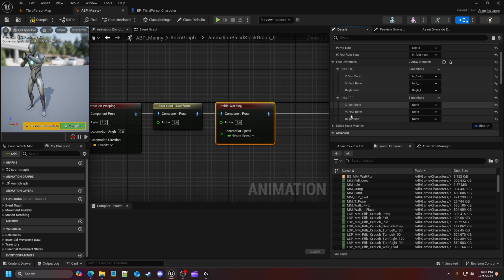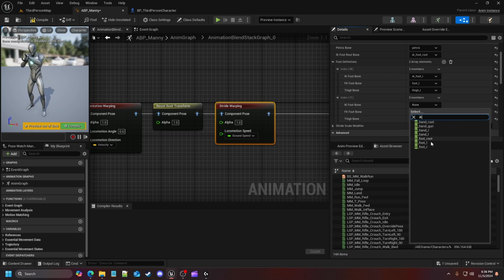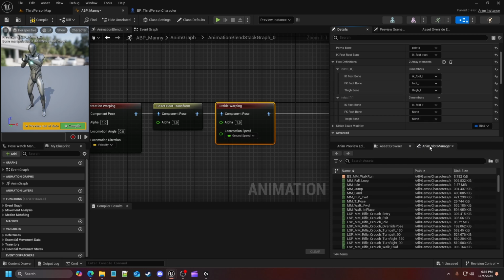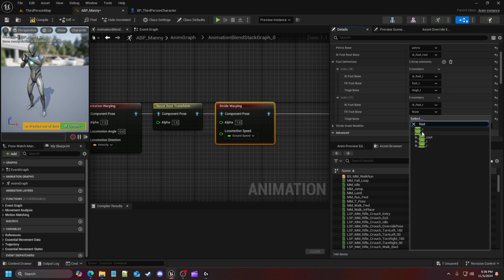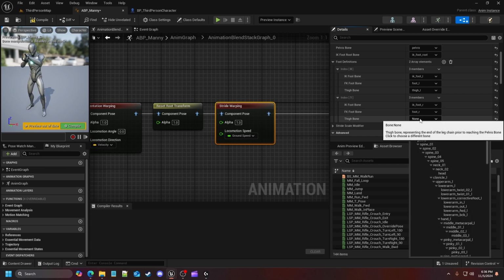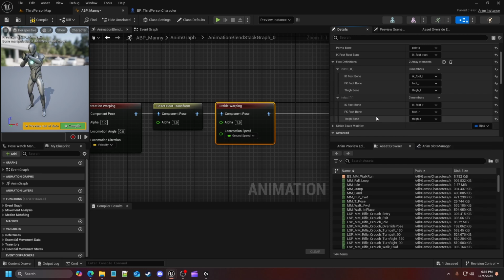And then now in our index 1, we are going to repeat for the right foot. So we're going to look for IK and we're going to get the foot right. And then for our forward kinematics, we're going to get our foot right. And then for our thigh bone, we are going to get thigh R right up here.